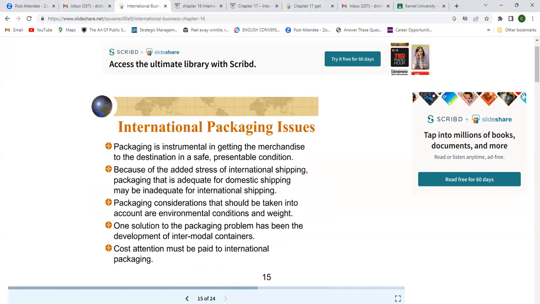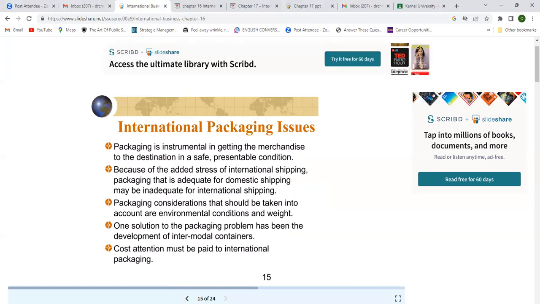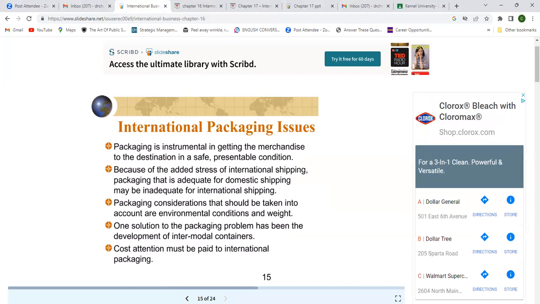International packaging issues. Packaging is instrumental in getting the merchandise to the destination in a safe, presentable condition. Because of the added stress on international shipping, packaging that is adequate for domestic shipping may be inadequate for international shipping. Packaging considerations that should be taken into account are environmental conditions and weight. One solution to the packaging problem has been the development of intermodal containers, and cost attention must be paid to international packaging.